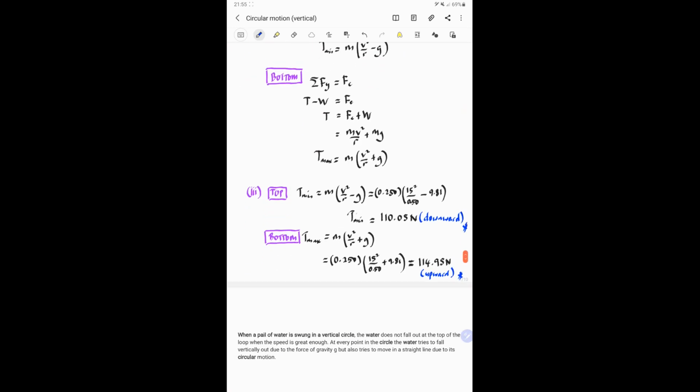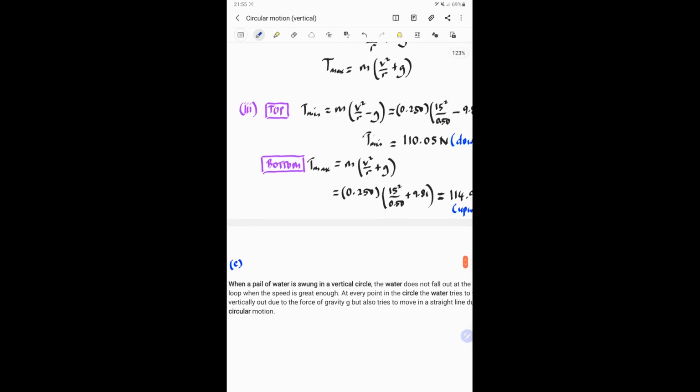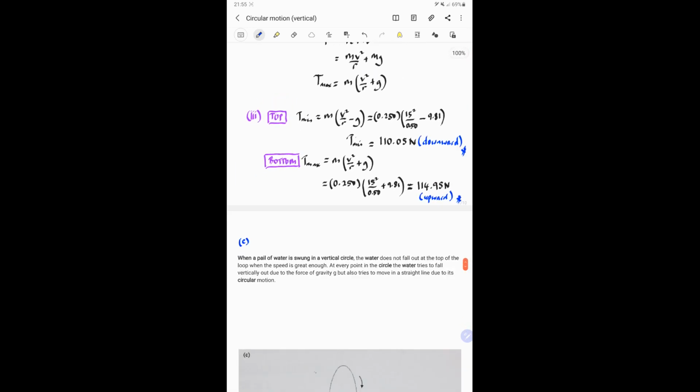Okay, I typed already the answer because I don't want to write it because my handwriting is quite bad. So what is the answer? When a pail of water is swung in a vertical circle, the water does not fall out at the top of the loop when the speed is great enough. So the keyword is the speed great enough.